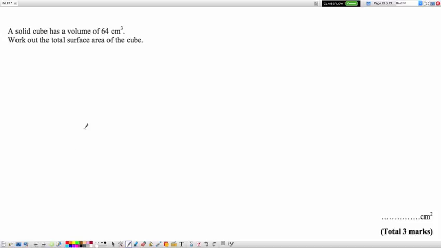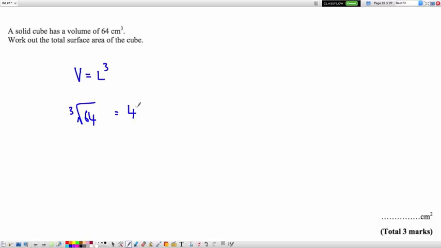A solid cube has a volume of 64 centimetres cubed. Work out the total surface area of the cube. Our first step is to find the dimensions. Volume is equal to the length cubed. So we must do the cube root of 64. Putting that into your calculator will give you 4.